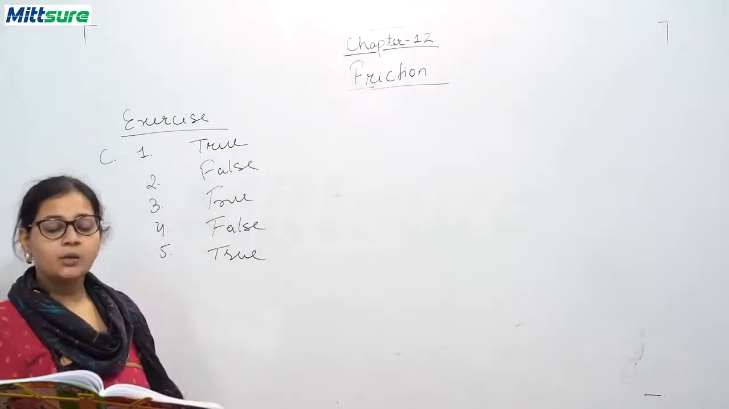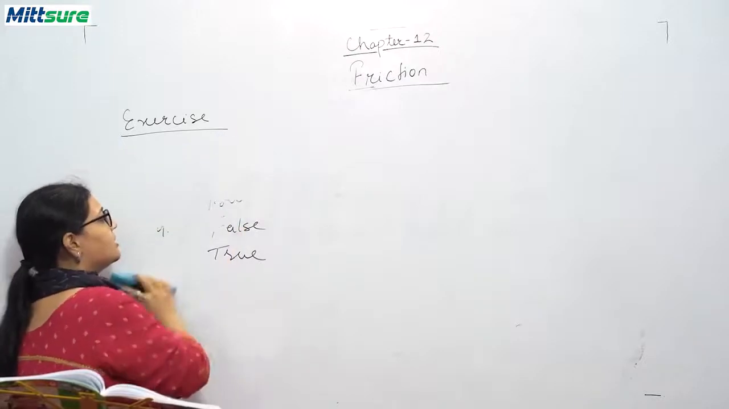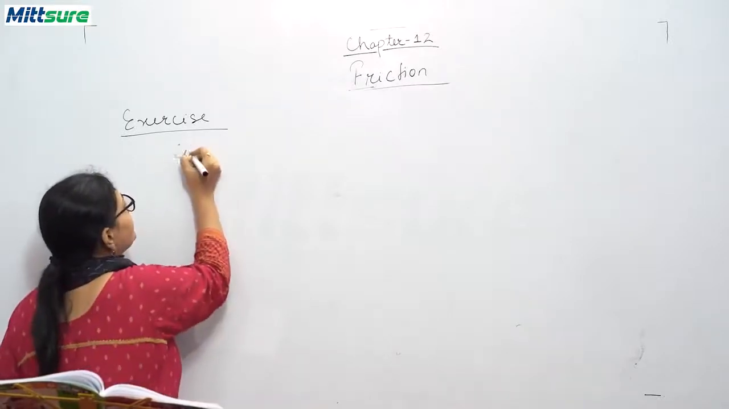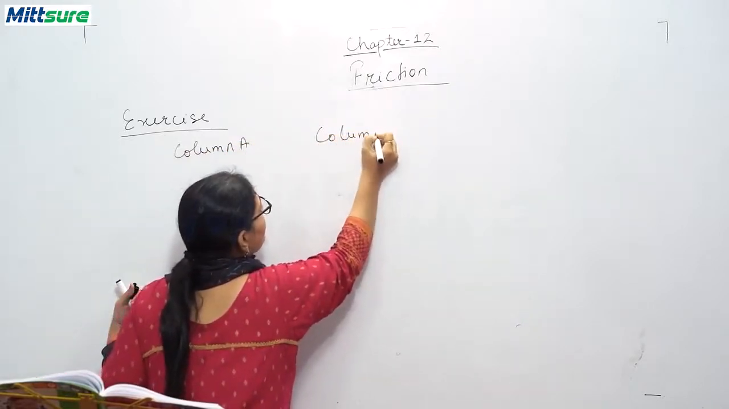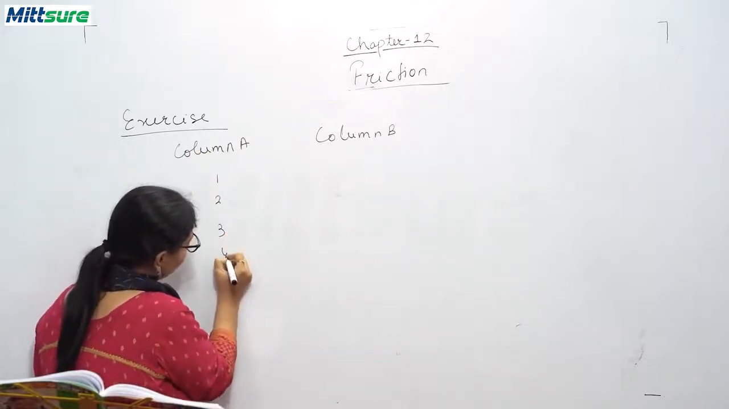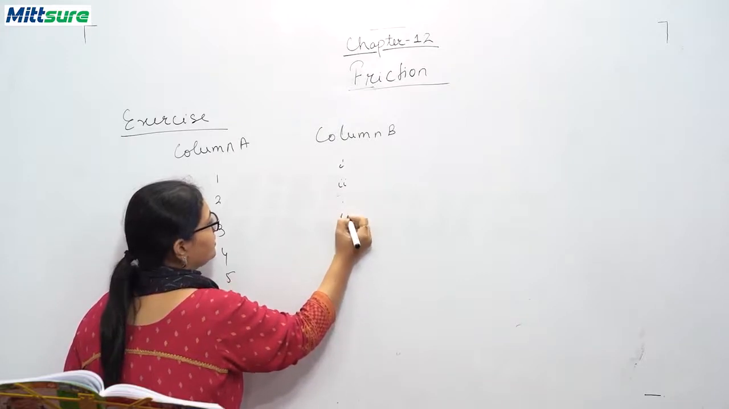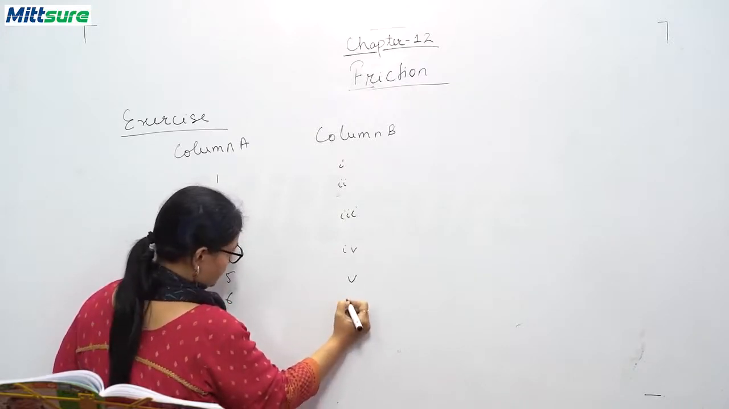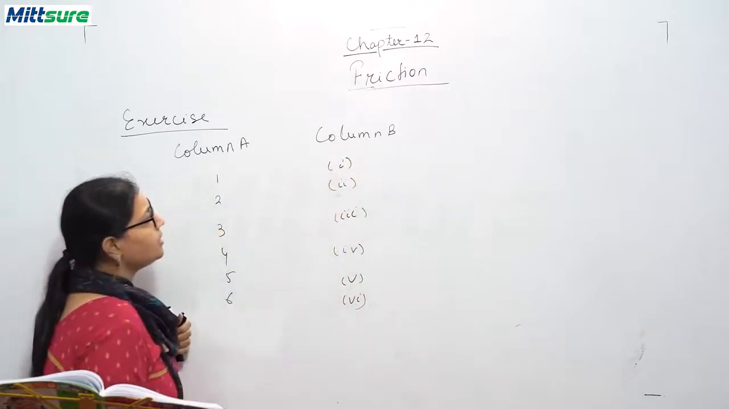Now we will be doing the D question, that is match column A with column B. Students, how will we do this question? I am going to write the numbering here, column A and column B. So 1, 2, 3, 4, 5, 6, and here first, second, third, fourth, fifth and sixth. So these are the options that are given.